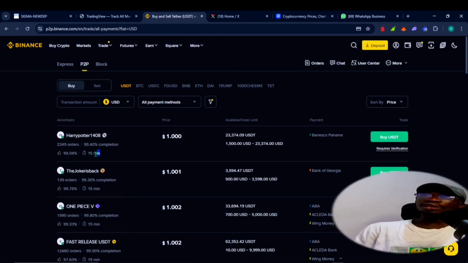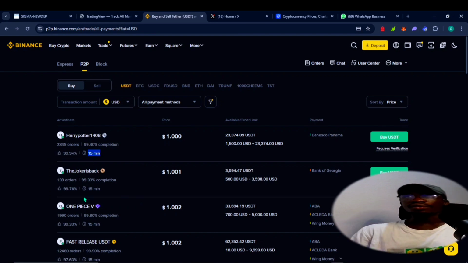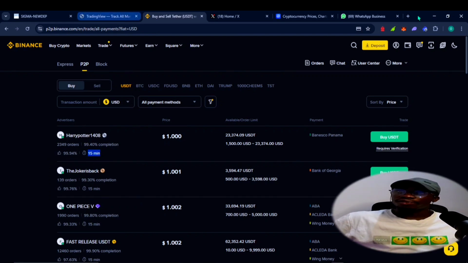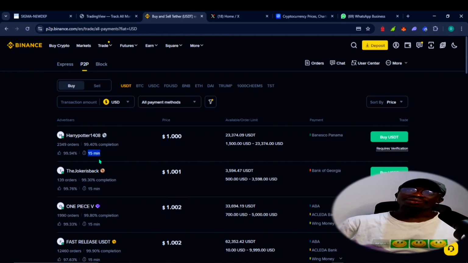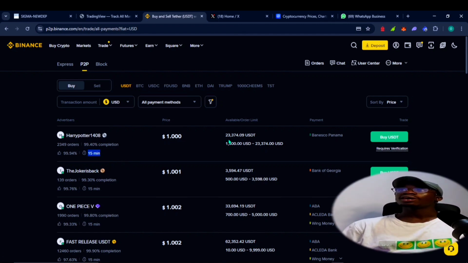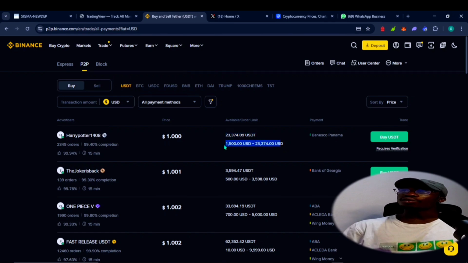Also, you have to check the order completion time. This says 15 minutes, which is actually okay, because you may want to pay somebody for something you need urgently, and it takes a day or sometimes weeks, and you have to file a report before you can get your assets. Another thing to check is whether the amount you want to buy falls within the range the person is willing to buy or sell at the moment. Then you look at the number of orders to know that this guy is actually in the business.